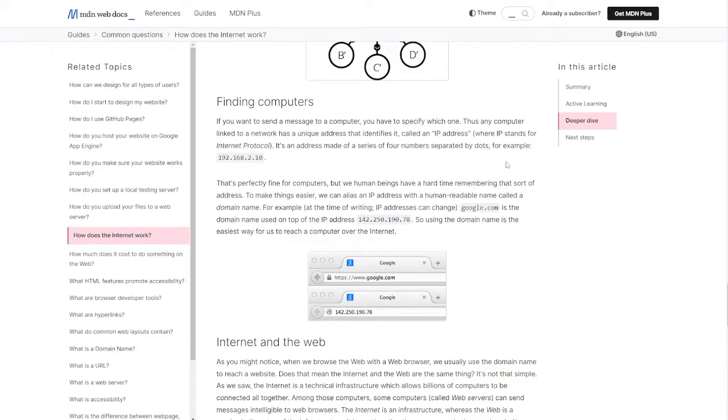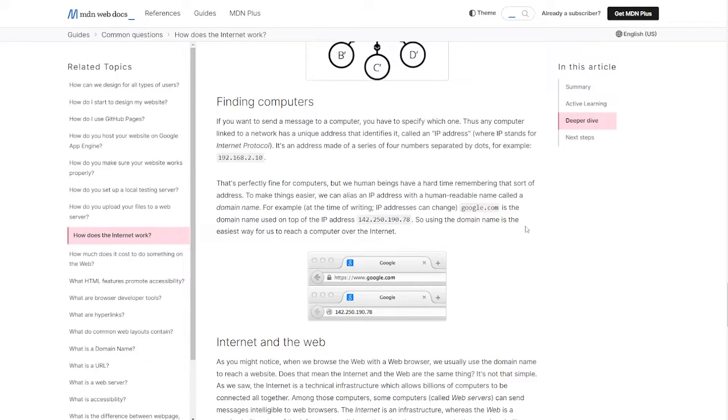Finding computers. If you want to send a message to a computer, you have to specify which one. Thus, any computer linked to a network has a unique address that identifies it called an IP address, where IP stands for Internet Protocol. It's an address made of a series of 4 numbers separated by dots, for example, 192.168.2.10.